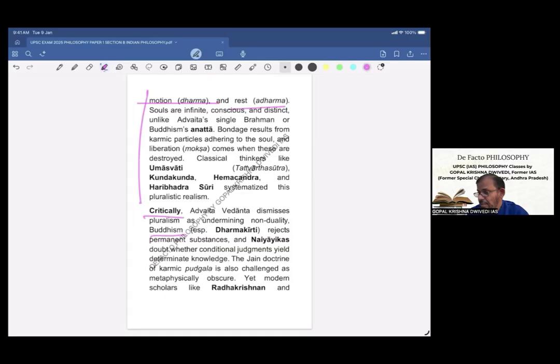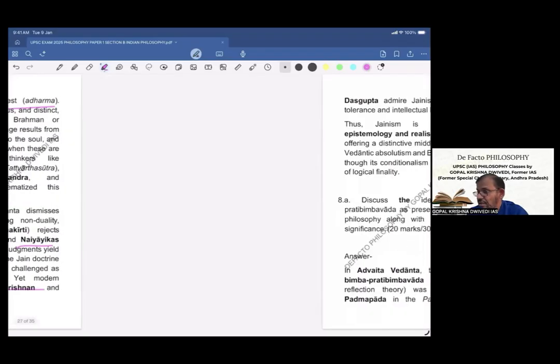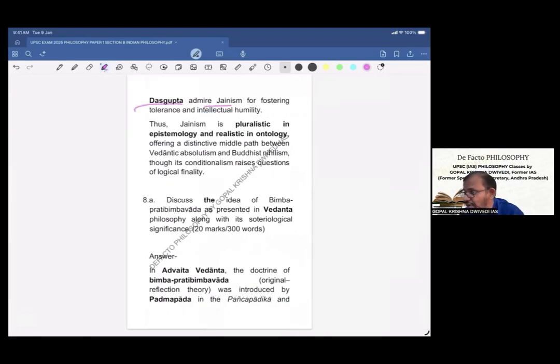Buddhism, for example, Dharmakirti, the Buddhist philosopher, rejects permanent substances. Naiyayikas doubt whether conditional judgments yield determinate knowledge. The Jain doctrine of karmic pudgala is also challenged as metaphysically obscure. Yet modern scholars like Radhakrishnan and Das Gupta admire Jainism for fostering tolerance and intellectual humility. And this is one of the very specific positive qualities of Jainism, we all know.